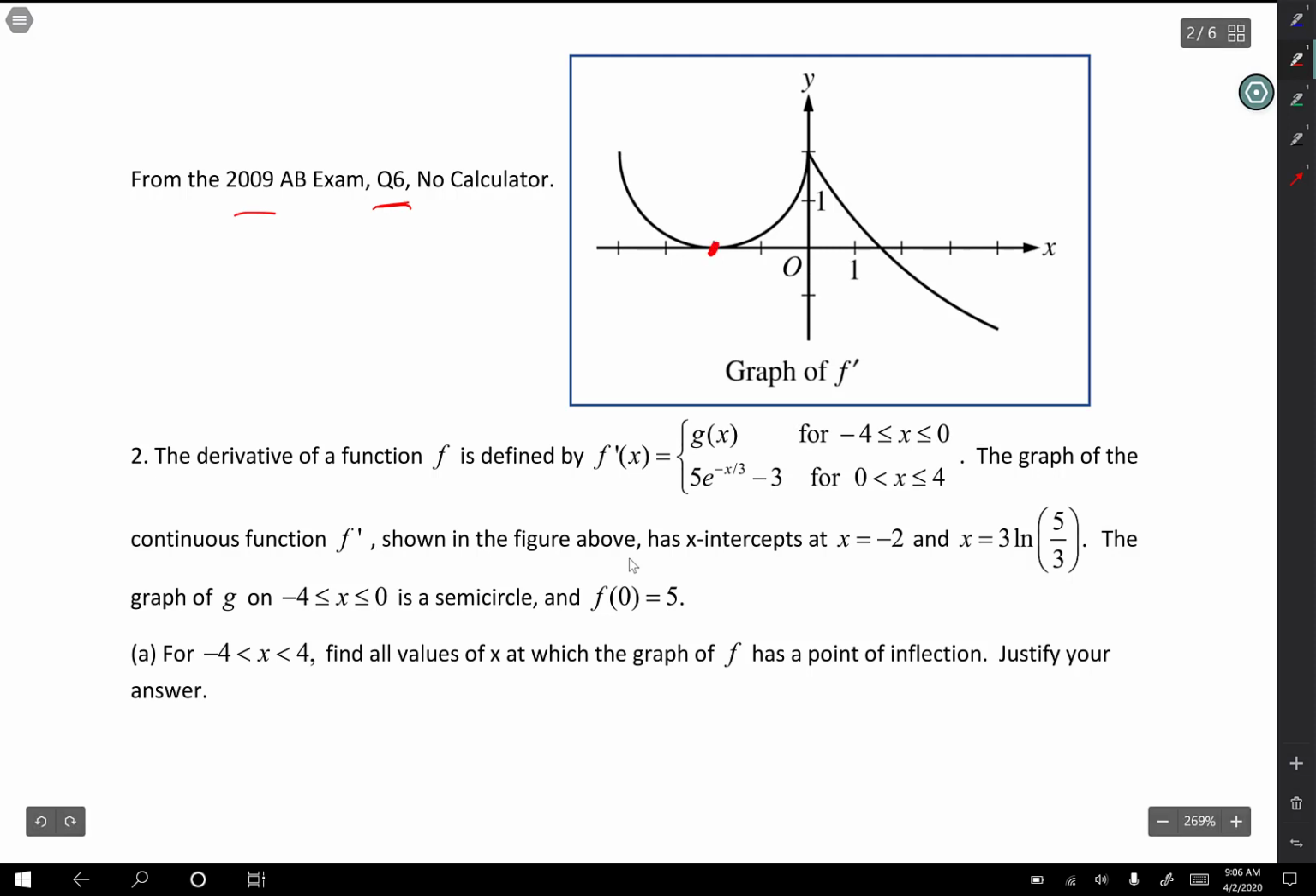So this value here is negative 2. And x equals 3 ln 5/3. So this value right there is x equals 3 ln 5/3. The graph of g on negative 4 to 0 is a semicircle. Okay, so they're telling us by definition that this is a semicircle. And f of 0 equals 5. Okay, initial position. It's like initial position. I wouldn't call it that technically.